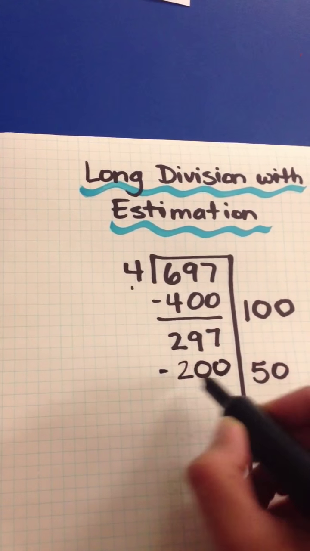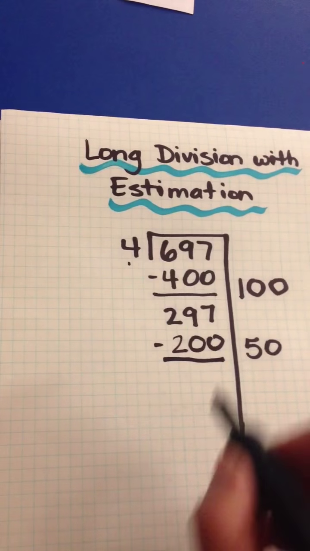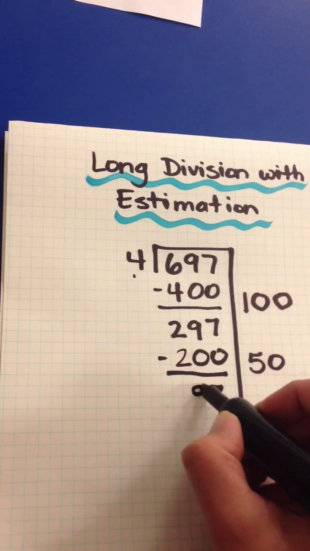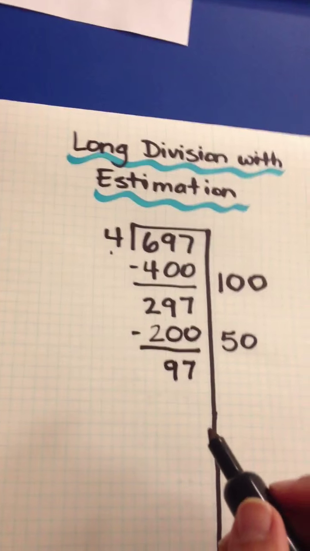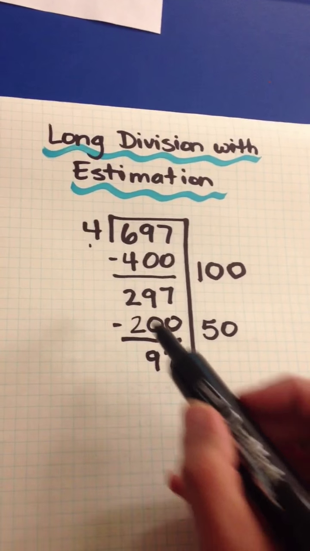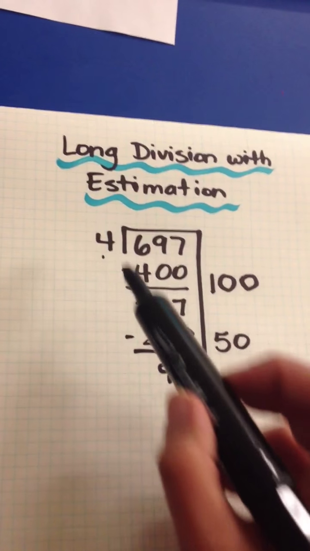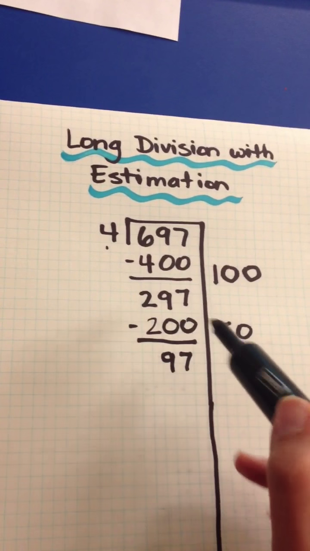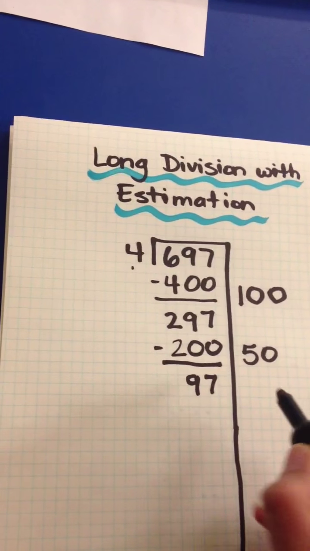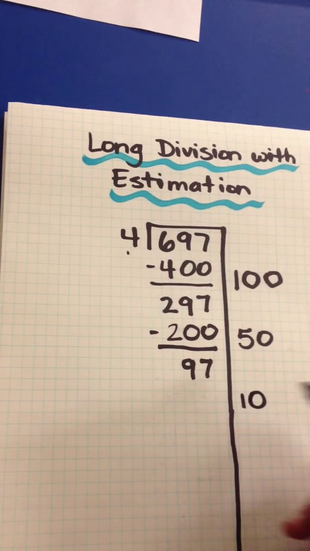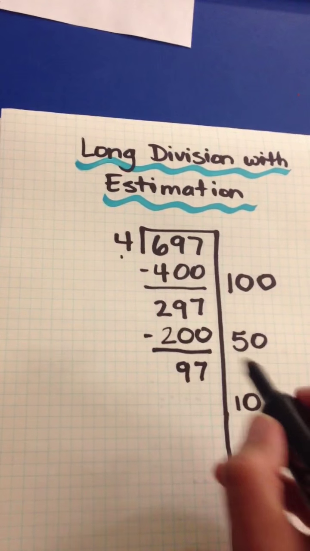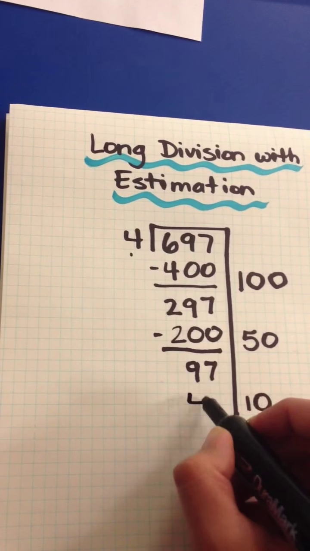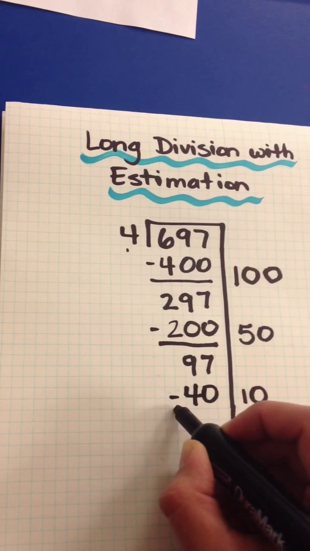And I'll subtract 200 from 297. Leaves me with 97. Now, 4 into 97. I can't do 50. That's going to take me to 200, so I need to go lower. I'm going to do 4 times 10. So 4 times 10 is 40. And I'll subtract that from 97.